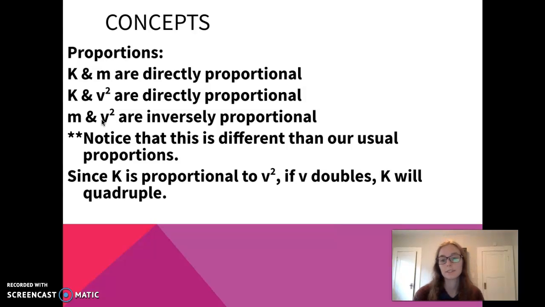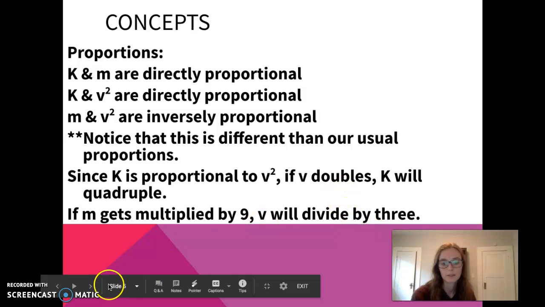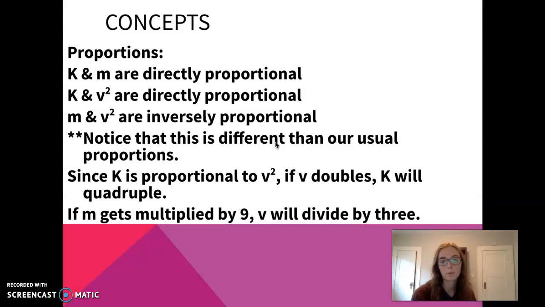Since K is proportional to v squared, if v doubles, K will actually quadruple, and we'll talk a little bit more about that, especially in examples in class. But v doubles means we have to do 2 squared. 2 squared is 4, so K thus quadruples. Continuing on. One other example is if m gets multiplied by 9, v will be divided by 3 because 3 squared is 9, so thus if we're dividing, we have to do the square root of 9.